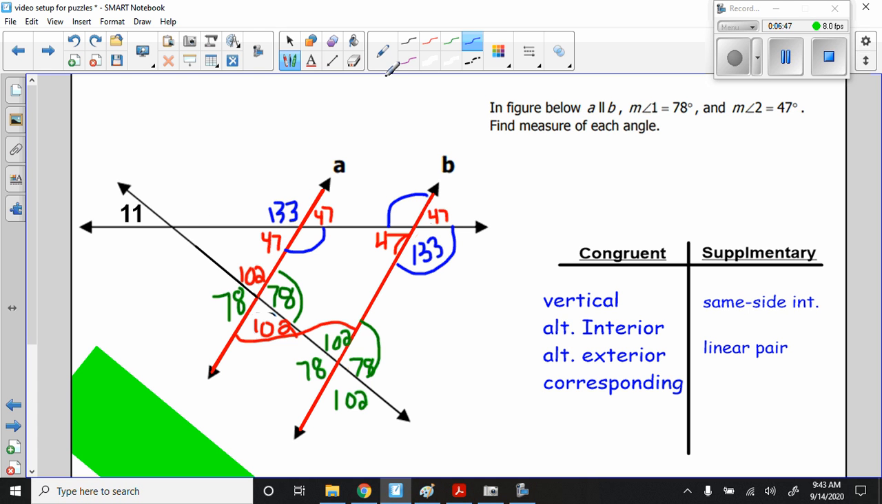So how do I get to angle 11? Once again, use that triangle.